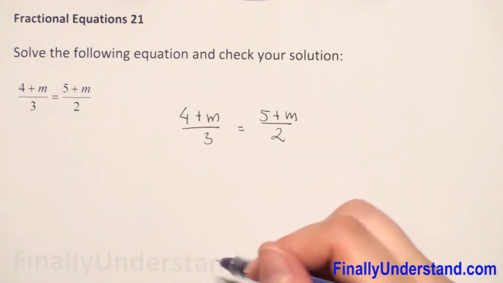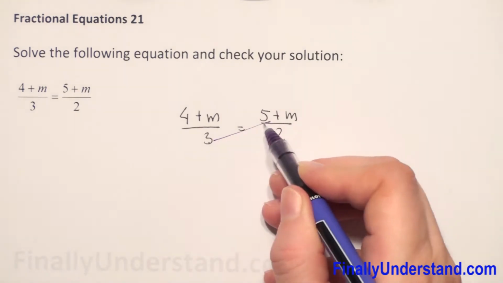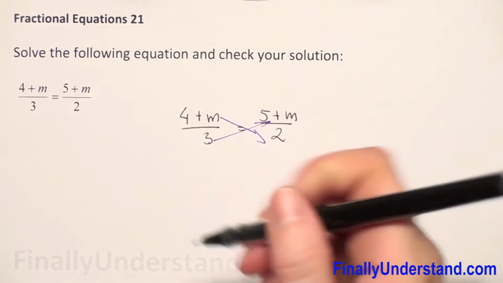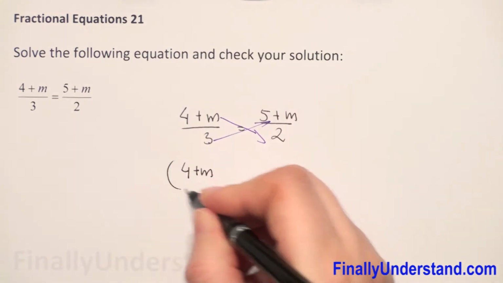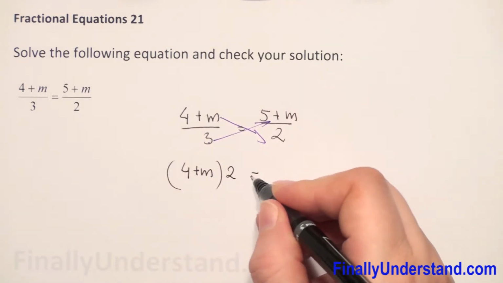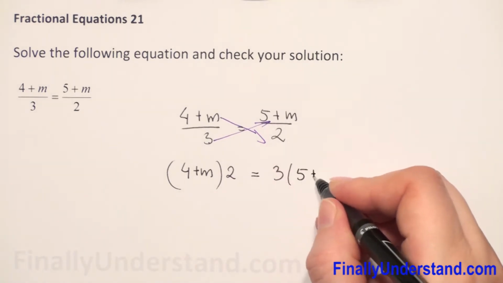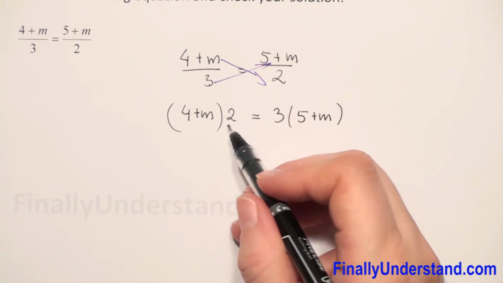To get rid of this proportion, we will multiply denominator times numerator and numerator times denominator. So we have to multiply this whole expression: (4 plus m) times 2 is equal to 3 times (5 plus m). Now we have to multiply every expression in parentheses by 2.